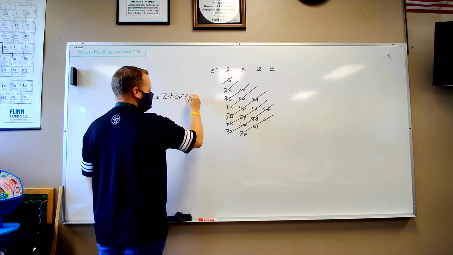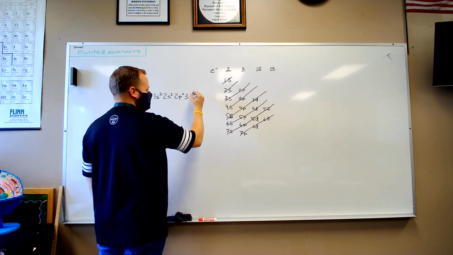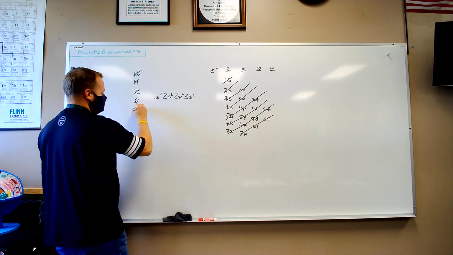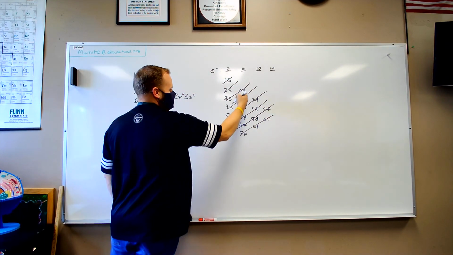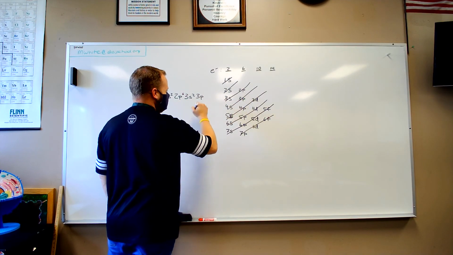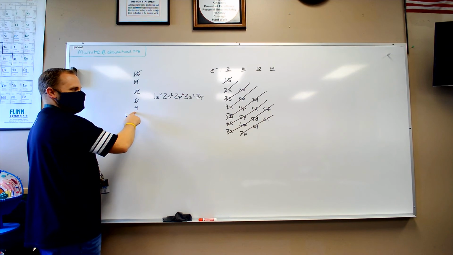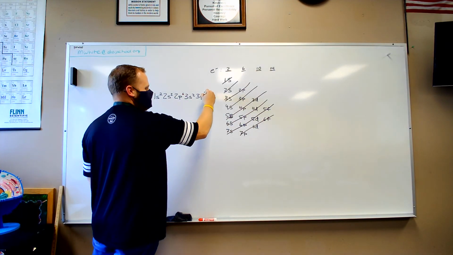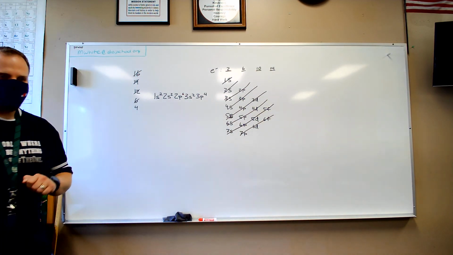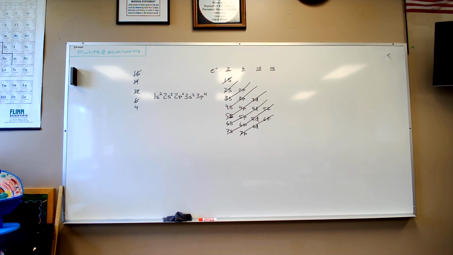3s. That can hold 2 again. Then we come 3p. Now it can hold 6, but we've only got 4 left to put. So we put 4 right there. Okay. So that is the electron configuration for sulfur.